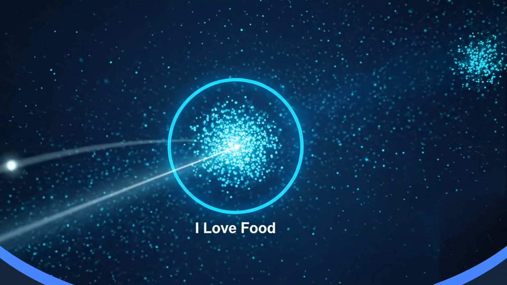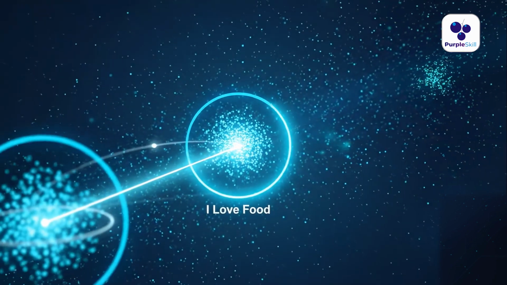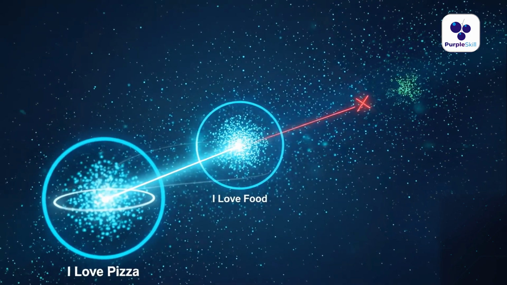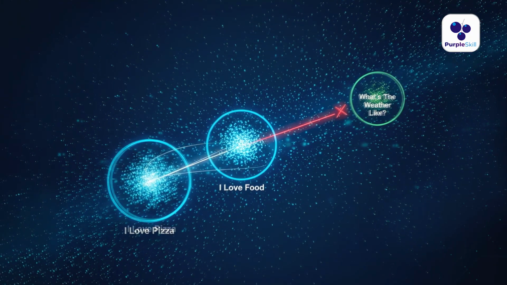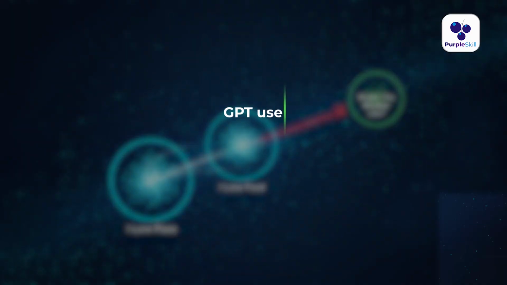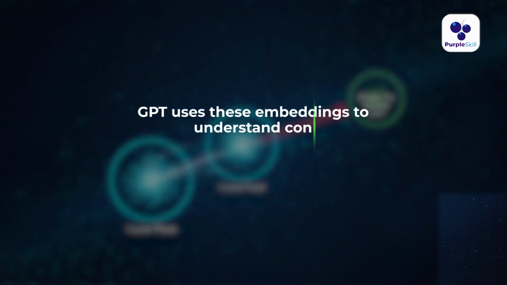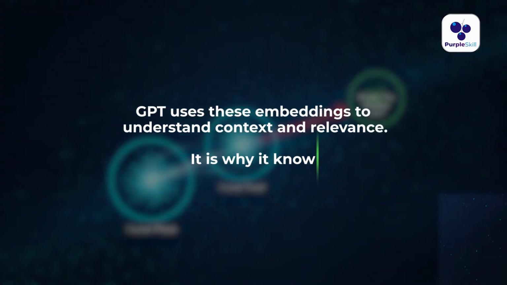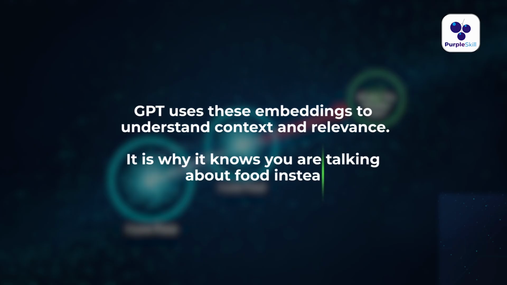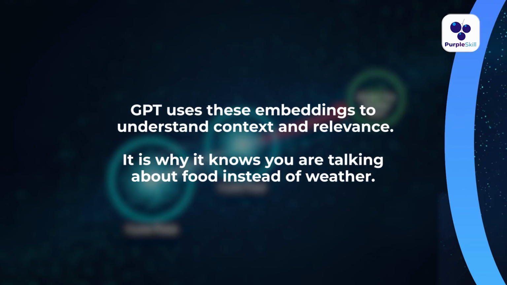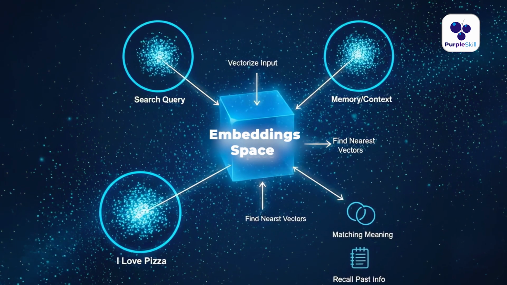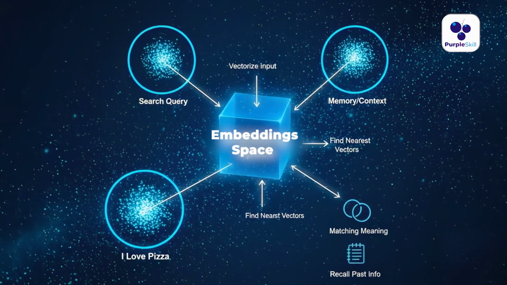Think of embeddings like dots in a galaxy. "I love pizza" and "I enjoy food" will be nearby, while "What's the weather like?" will be far away. GPT uses these embeddings to understand context and relevance. It is why it knows you are talking about food instead of weather. This is how search, semantic similarity, and memory work under the hood.